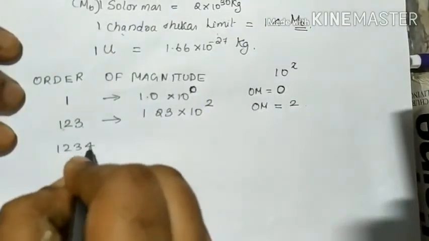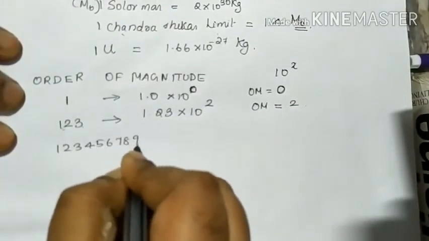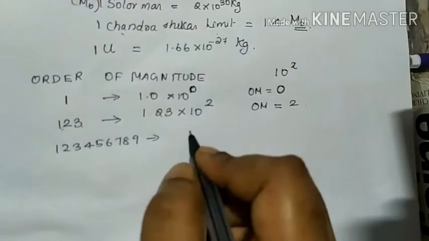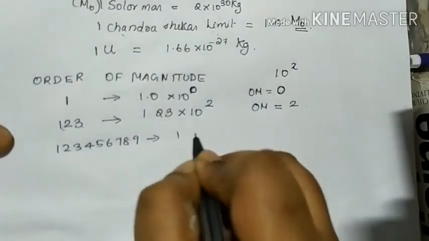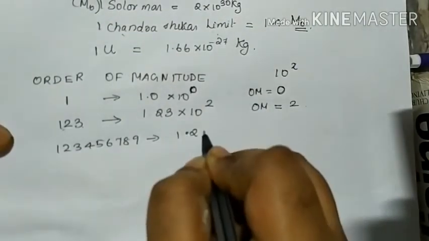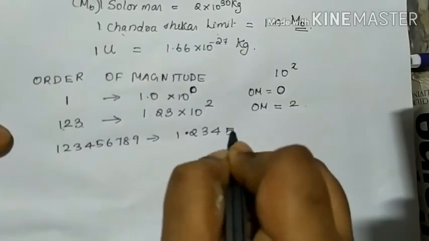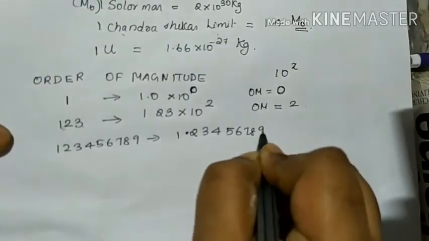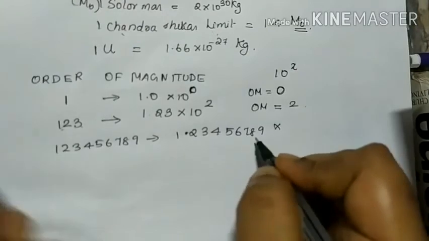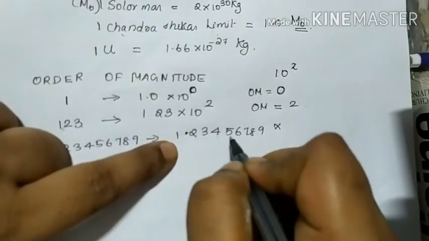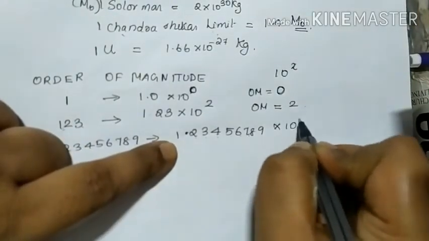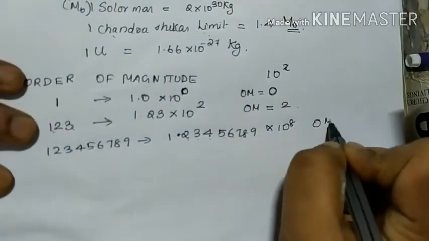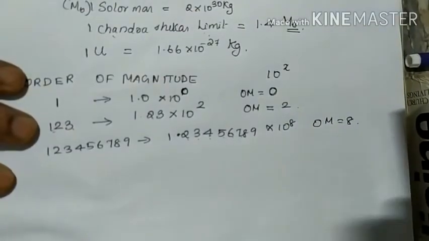1, 2, 3, 4, 5, 6, 7, 8, 9. Right? How would you write it in scientific notation? You will write it as 1.23456789 into 10 to the power, how many places have to come here? 1, 2, 3, 4, 5, 6, 7, 8. Right? So 10 to the power 8. So the order of magnitude is 8.